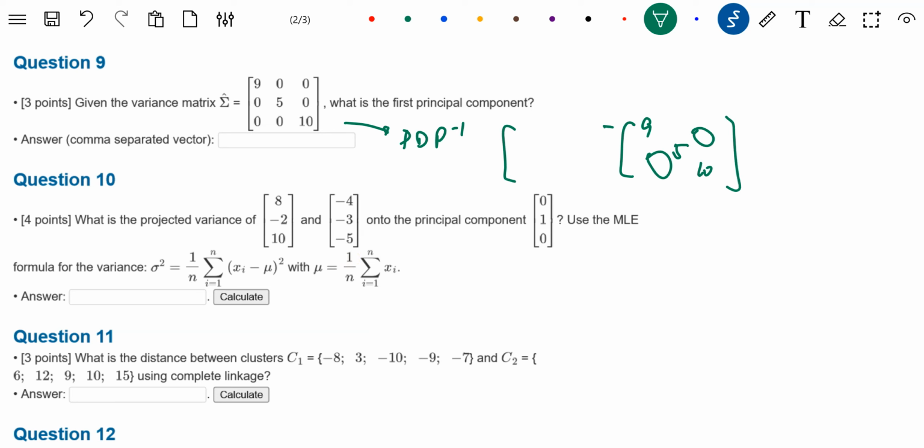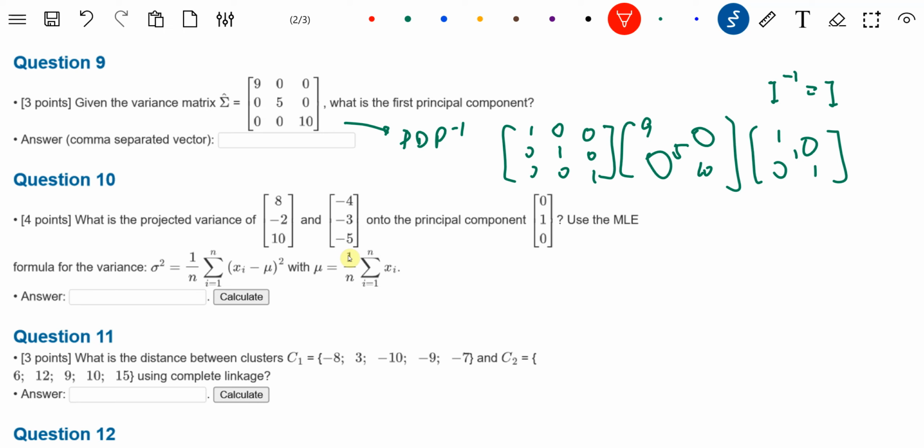So we only need to add the eigenvector matrices, which could be 0, 1, 0, 0, 0, 1, and 1, 0, 0. And its inverse is exactly the same thing because the inverse of identity is still identity. So now we have three different eigenvalues, and the eigenvector corresponding to the first eigenvalue is the first column, and similarly corresponding to the second eigenvalue is the second column, and same for the last one.